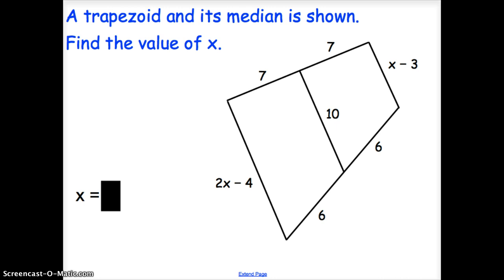Take a second, hit pause, and solve for x. When you solve for x, you should have got (3x minus 7) divided by 2 equals 10. And then when you solve for x, x should equal 9. Take a second now, and on your worksheet, hit pause and answer questions 1, 2, 3, and 4.